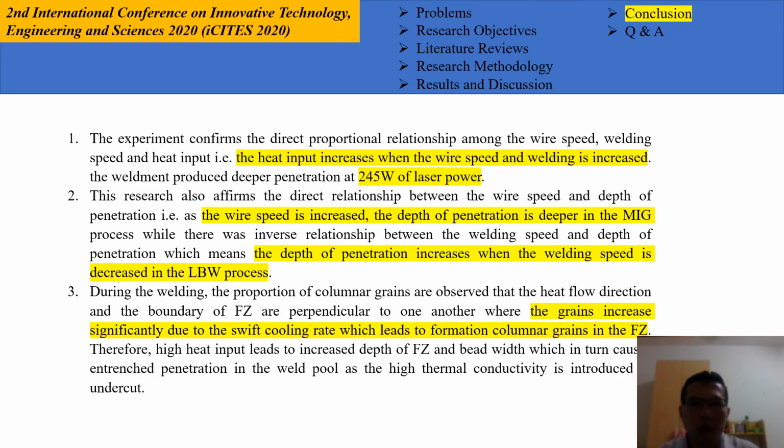In the conclusion section, I highlight the main points. The heat input increases when the wire speed and welding speed are increased. 245 laser power produced deeper penetration. Increasing wire speed increases penetration in MIG, and depth of penetration increases when the welding speed is decreased in the LBW process. The grains increased significantly due to the fast cooling rate, which leads to formation of columnar grains in the fusion zone.